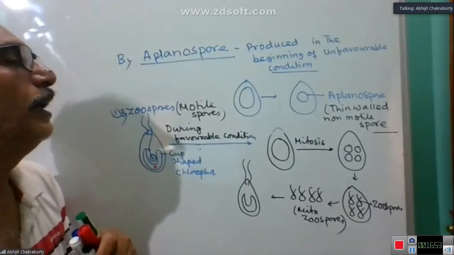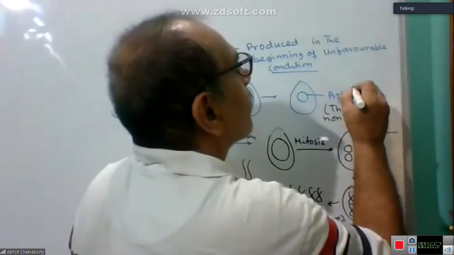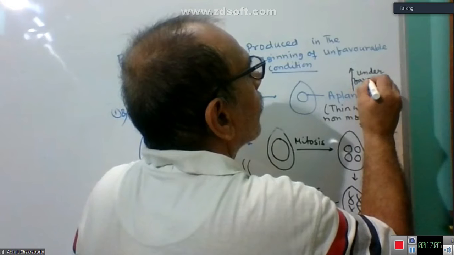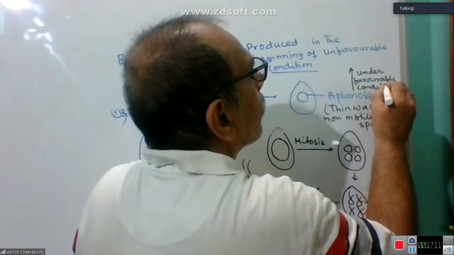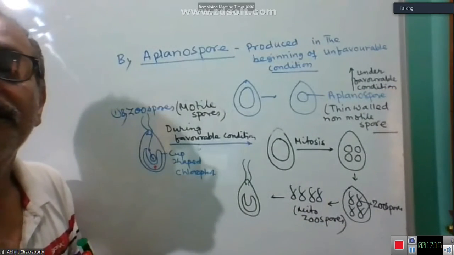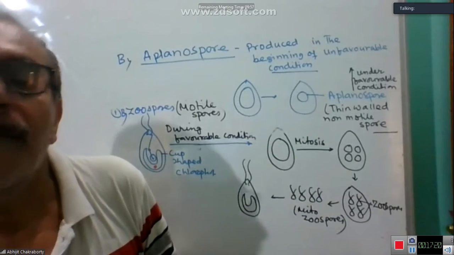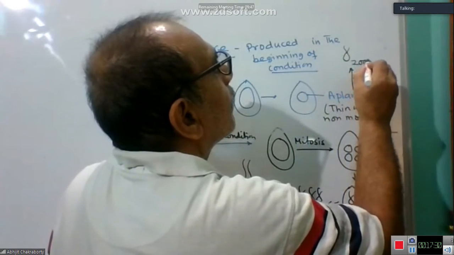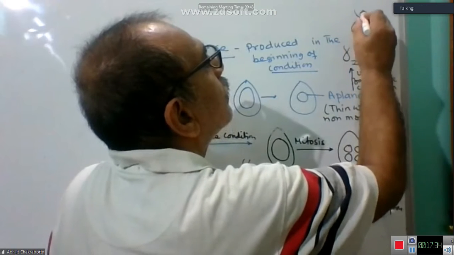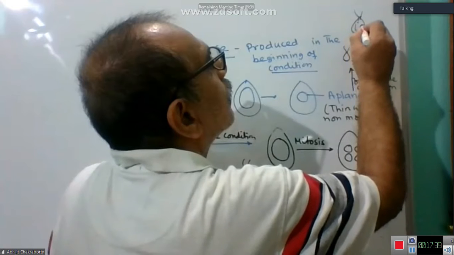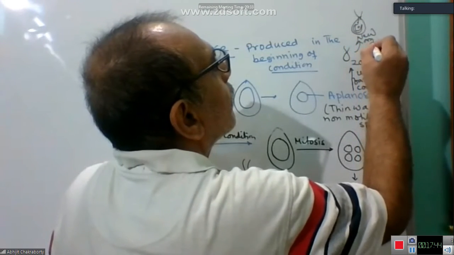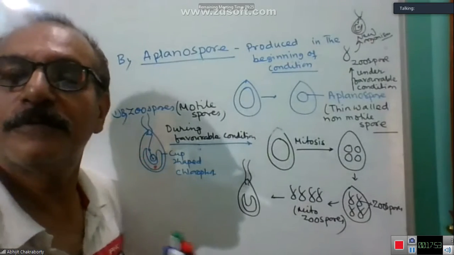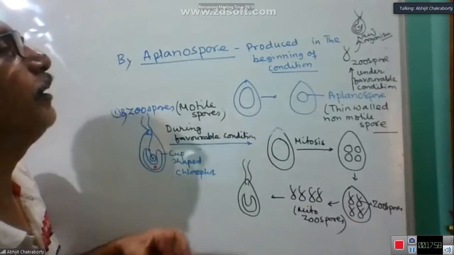Non-motile spore. So when favorable condition comes, under favorable condition, they become zoospores to give rise to a new organism. So this is what about the aplanospore.